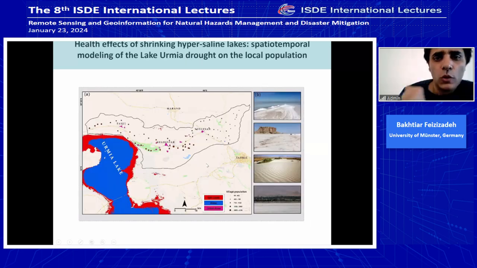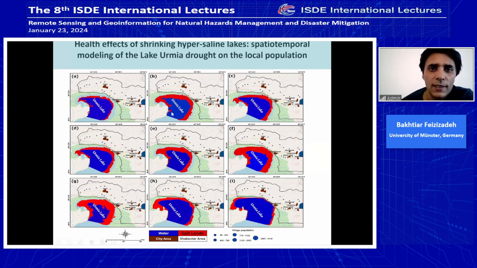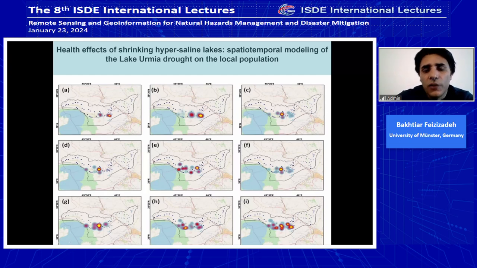And just one small aspect that we also carried out in this research: we also applied an integration of geoinformation approach for detection of the health condition of the local population in this area as well. Based on data limitation, we could only focus on a very small area, the northwest part of the lake, where we had access to data from about 15,000 volunteer participants for this assessment.